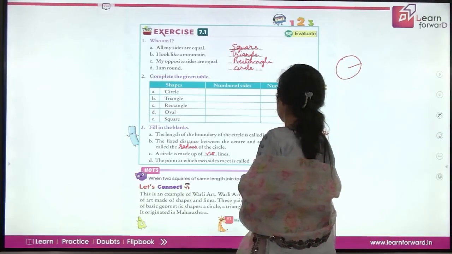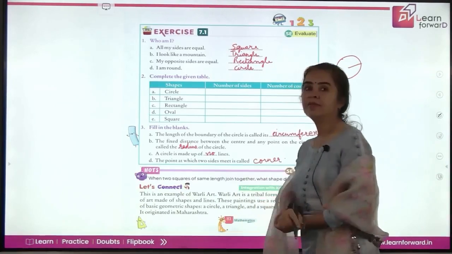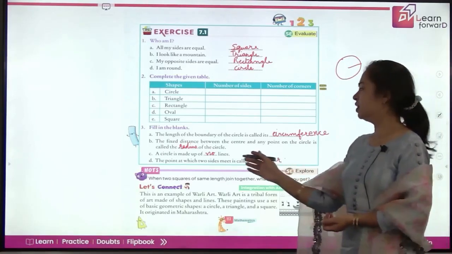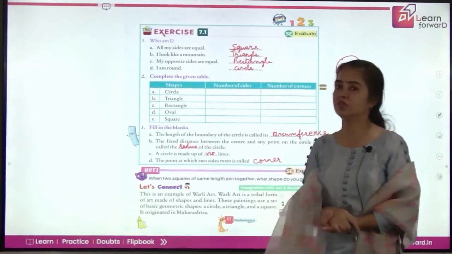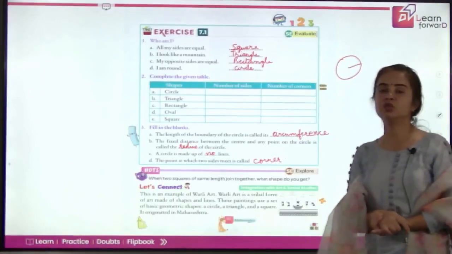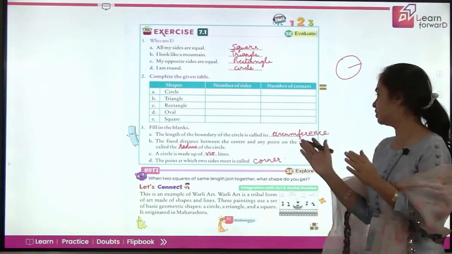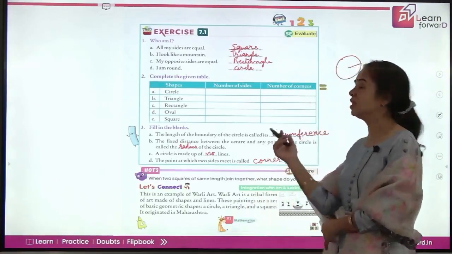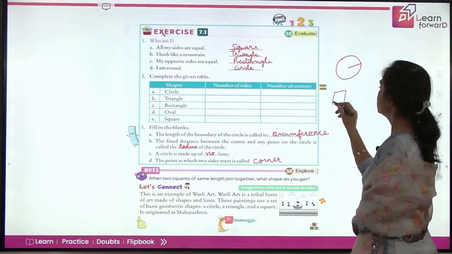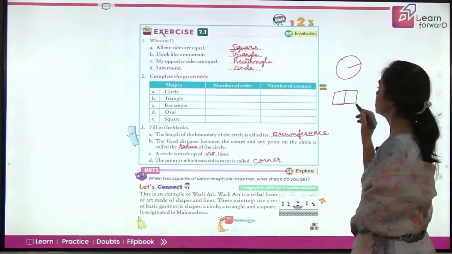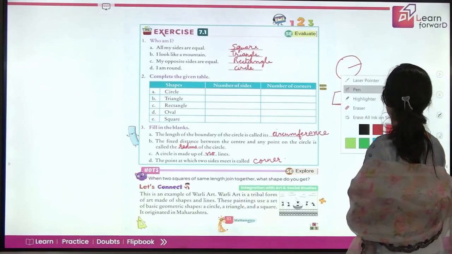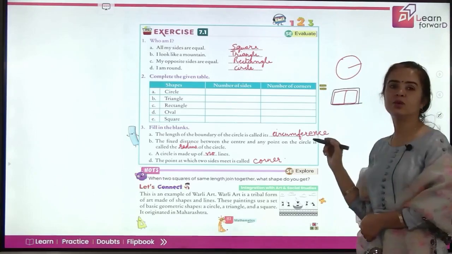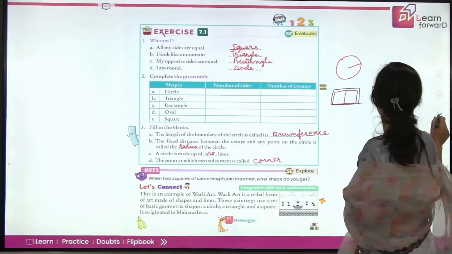Now, here is a HOTS for you, which you have to think and find out the answer. They say when two squares of the same length are joined together, so they are put side by side, what shape do you get? Can you just draw two squares of the same size side by side? This is one square, this is another square. So now when you put them side by side, you have to tell what is this new shape that you get. Identify yourself and write down the answer.